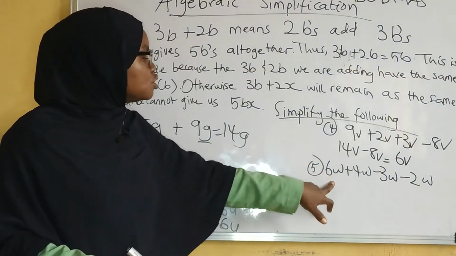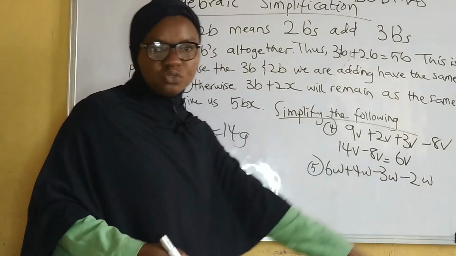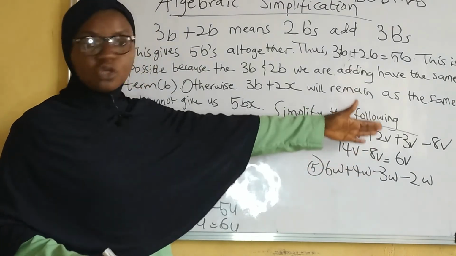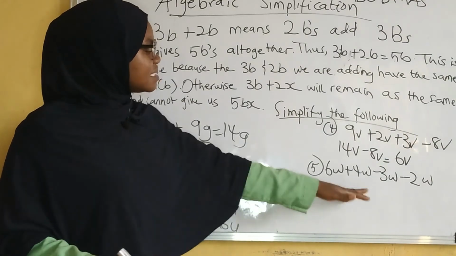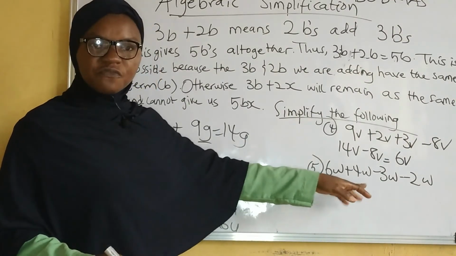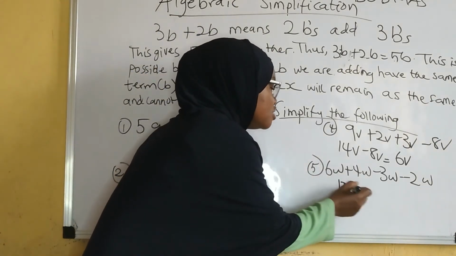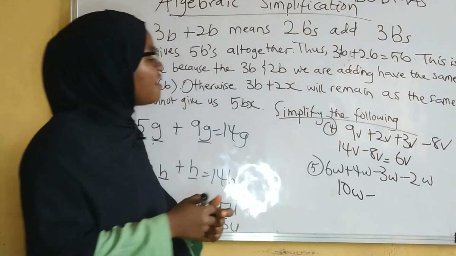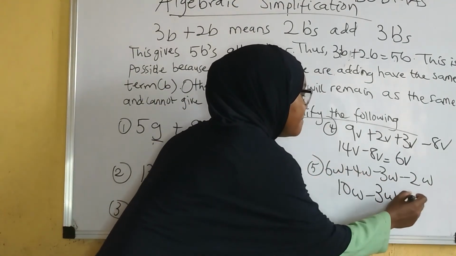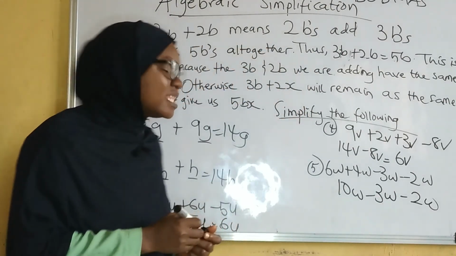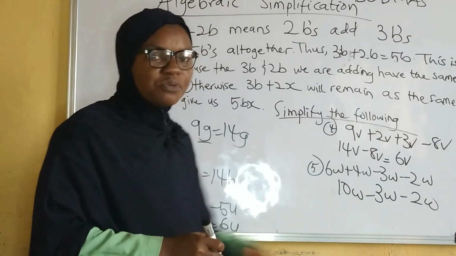I have 6w plus 4w minus 3w minus 2w. So I'm going to use the same methodology I adopted here, following BODMAS. Is that clear? So in this case, I'm going to have 6w plus 4w, that is 10w. Because I have 6 plus 4 here, I'll have 10w minus, what do I have next? I have 3w here, minus 2w. So in this case, it's going to be what? 10 minus 3, that's 7. 7 minus 2, that will be what?